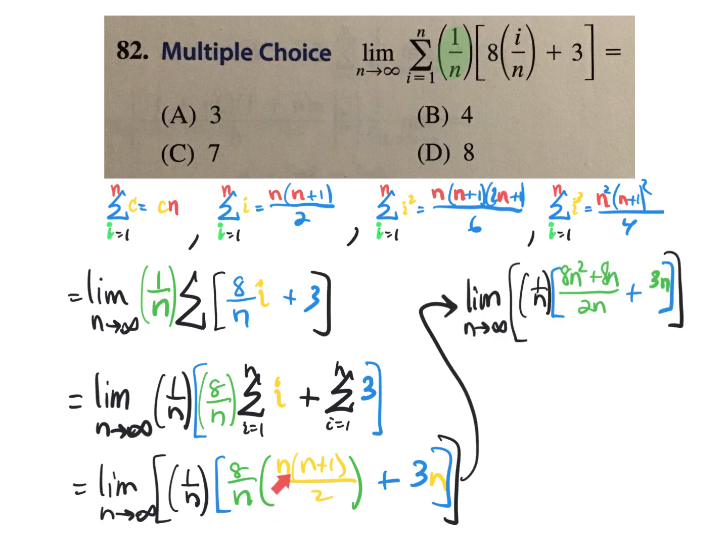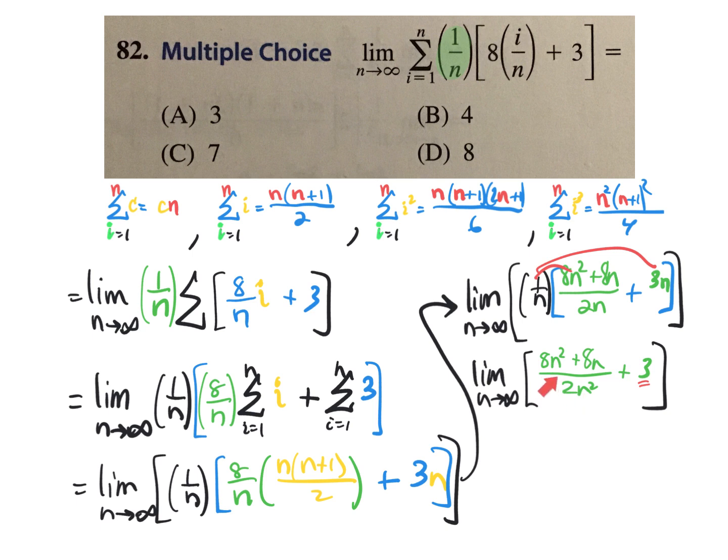Doing some algebra, n squared plus n times 8 over 2, and 3 times n. And now, let's go ahead and distribute the 1 over n. There's a lot of ways to proceed from here, so feel free to do it however you want, but I'm just going to go ahead and, I don't know, 1 over n times 3n is just 3, and 1 over n times that is that over 2n squared.